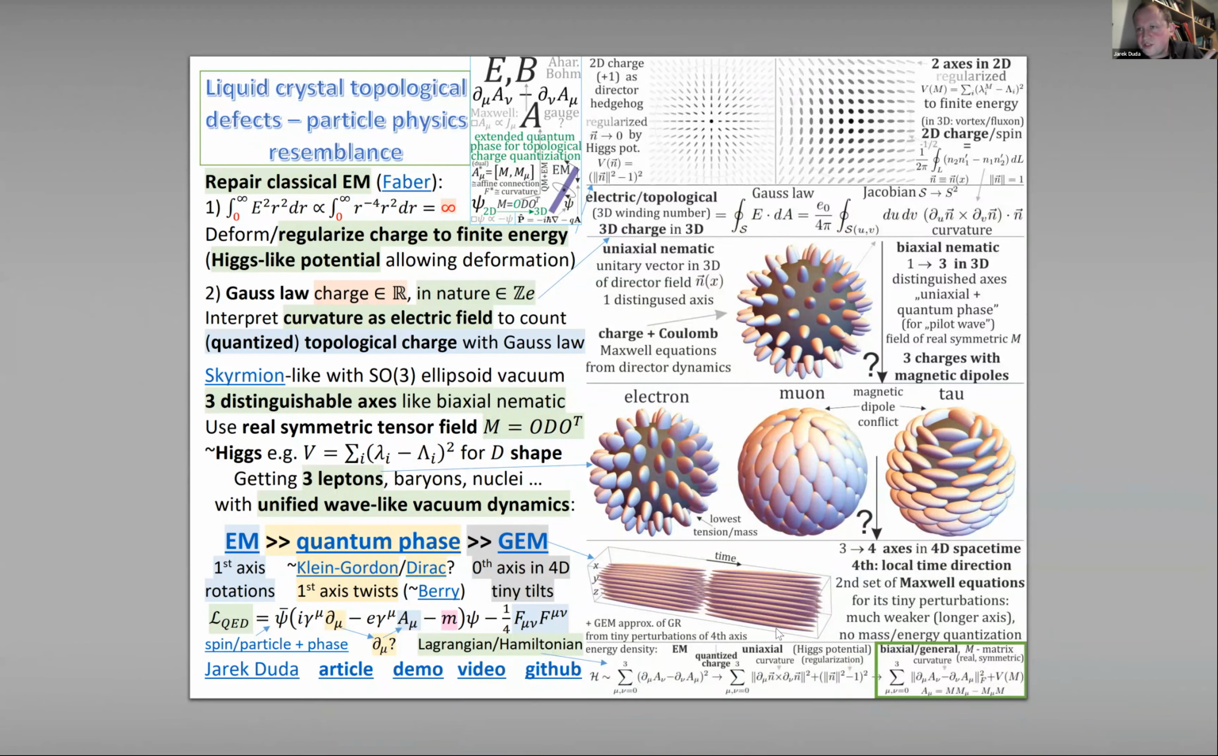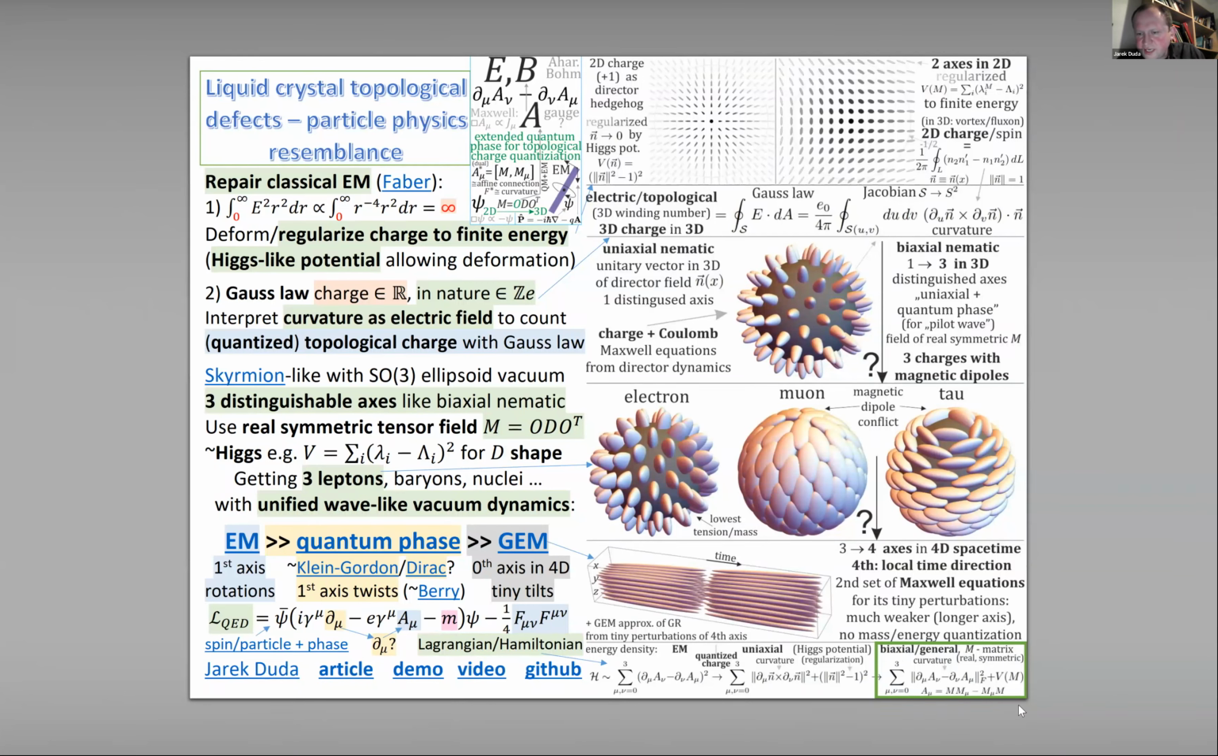Also, going to four dimensions, we should get not three but four vectors in every position. So I imagine that there is this fourth vector along the time direction, and its tiny perturbations give a second set of Maxwell equations for gravity. I derive it from this very simple model.